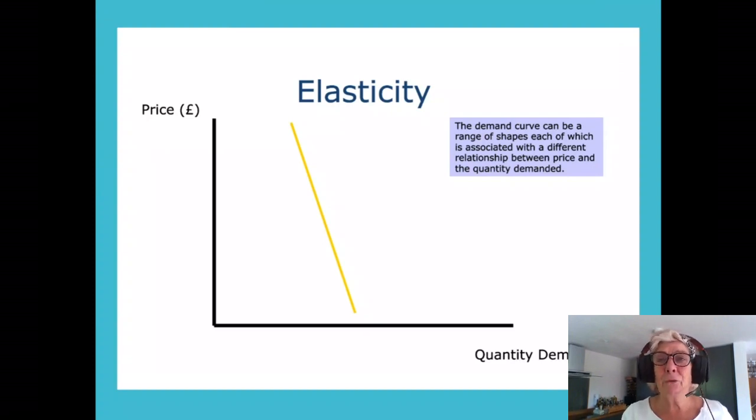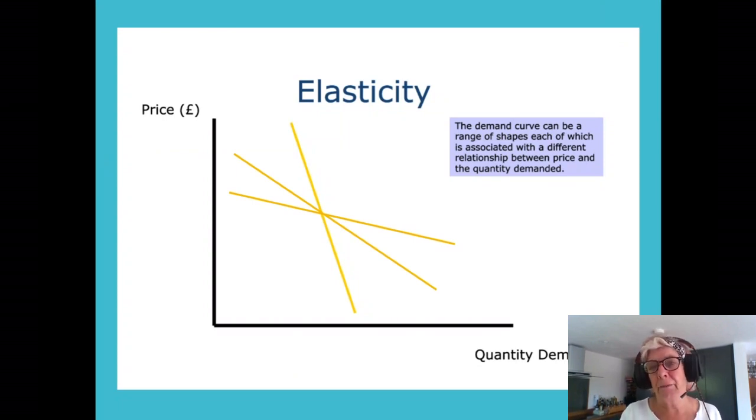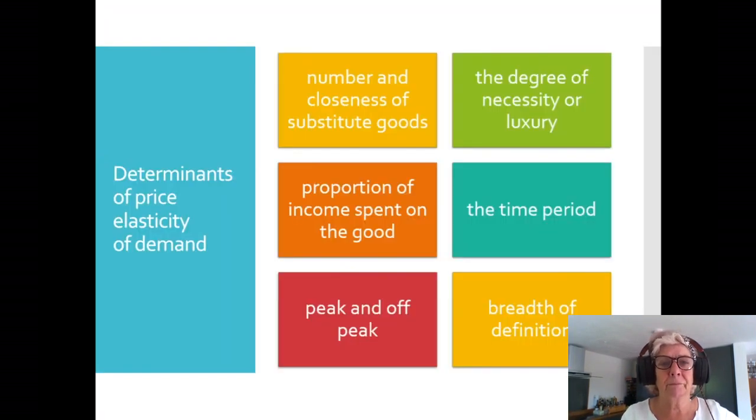So, as in all things in economics, we can illustrate our elastic demand curves on a diagram. And we can see actually that the demand curve can be all kinds of different shapes, and these reflect the different elasticity of demand of different goods. And we're going to come back to this again later.